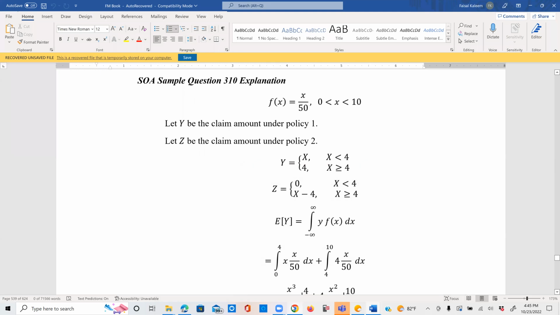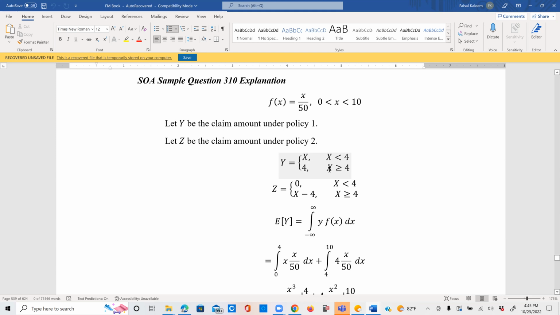So f(x) is given to be x over 50, x between 0 and 10. And let Y be the claim amount under policy 1, Z be the claim amount under policy 2. So Y had an upper limit of 4 and no deductible. Which means that as long as the loss amount is less than 4, the payment is the loss amount x. So as long as x is less than 4, you get paid in full. So Y is equal to x.